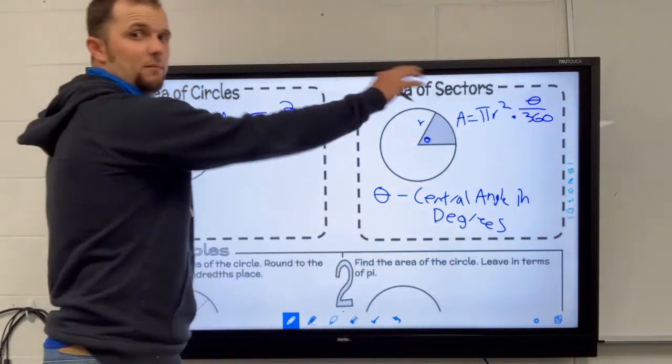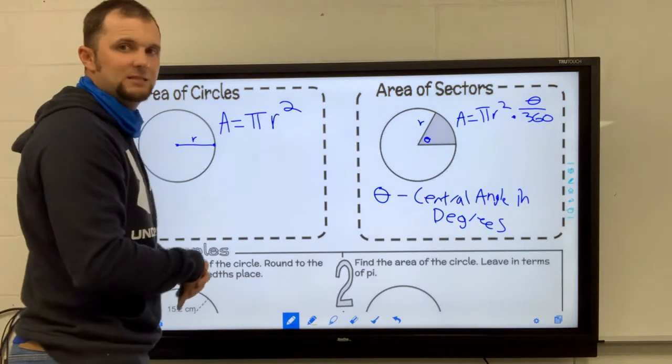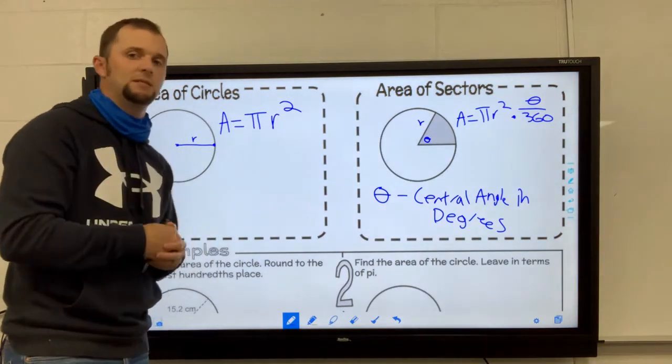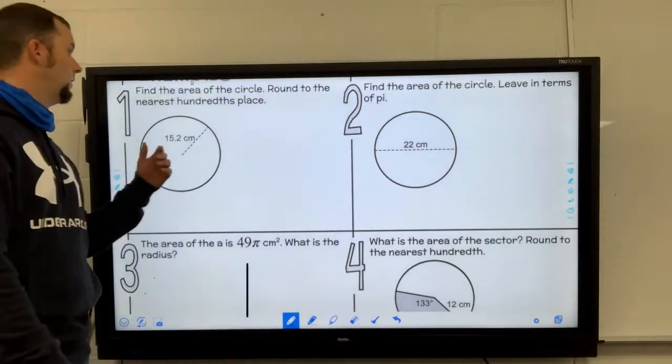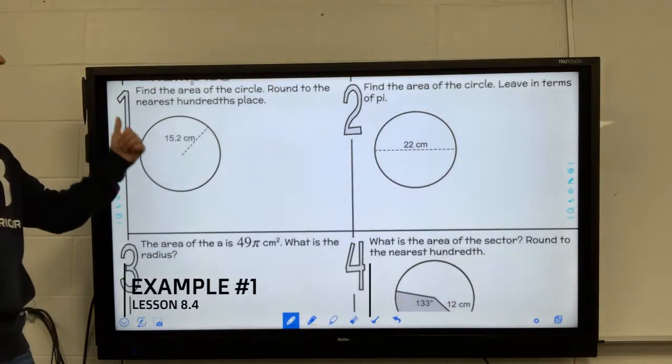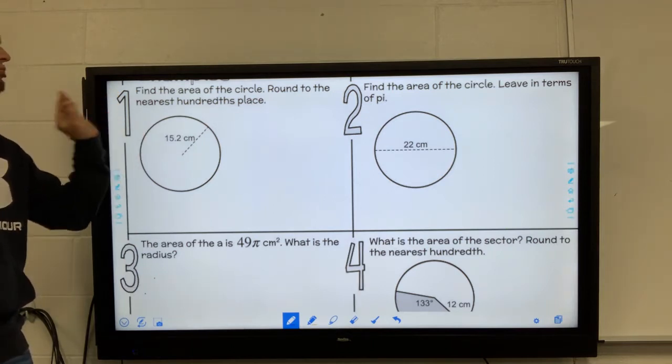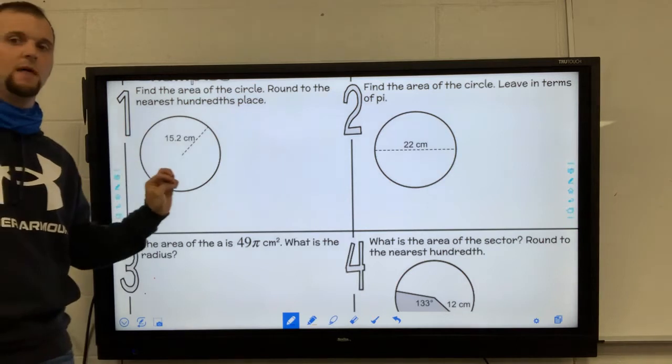Let's take these formulas and apply them to our examples, and hopefully you can understand and do some of this on your own. Let's jump into example number one. On example number one, it wants us to find the area of the circle, but we're going to round that to the nearest hundredth place, okay? And I'm going to go into detail on that as well.